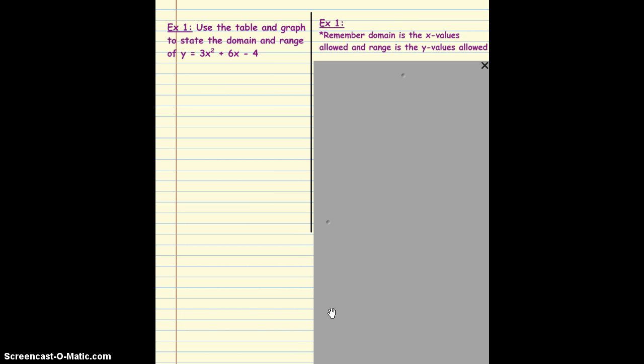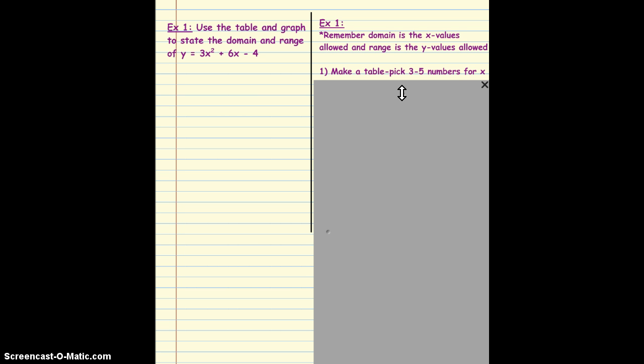All right, let's do some examples. Example number 1, we're going to use a table and graph to state the domain and range of y equals 3x squared plus 6x minus 4. And just a reminder, of course, the domain is the x values that are allowed, and the range is the y values. So step number 1 is we're going to make a table.